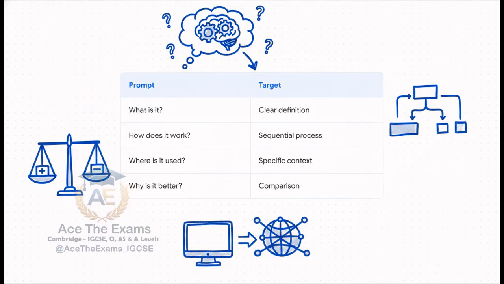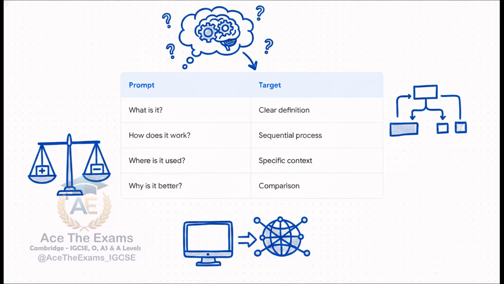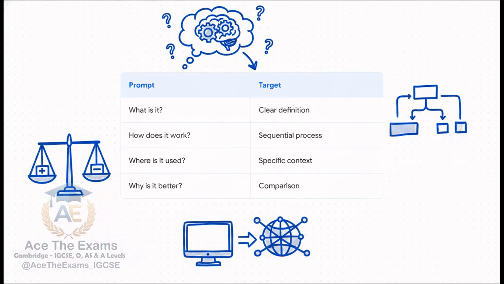Prompt 3, where is it used? This forces you to provide a specific real-world context. And prompt 4, why is it better or worse? This targets a direct comparison to an alternative technology or method.